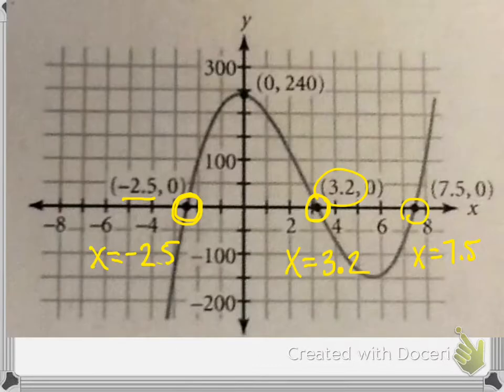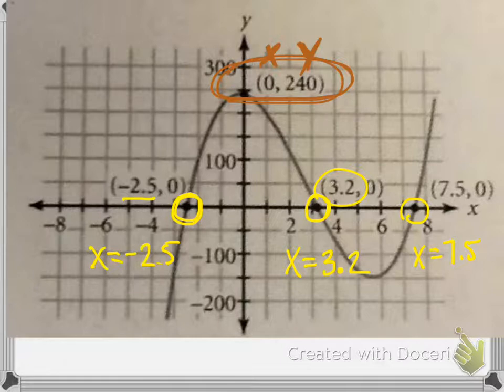So I'm going to go back to the graph. They're giving us another coordinate pair right here. So I'm going to use that. So my x value is 0, my y value is 240. So I'm going to plug that into the equation I just wrote in step 2. X is going to be 0, y is going to be 240.